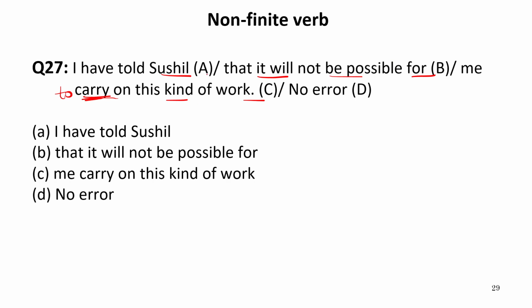kind of work. So, the correct sentence will be to carry, because here we need an infinitive, because it is written it will not be possible for me. So, something which is to be done for something else. So, we need an infinitive over there. Therefore, the error is in part B.